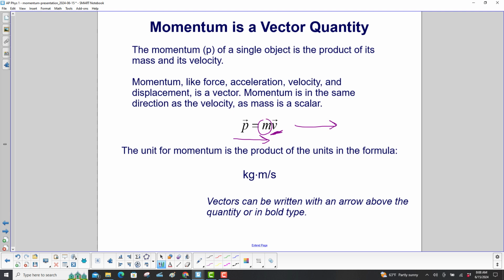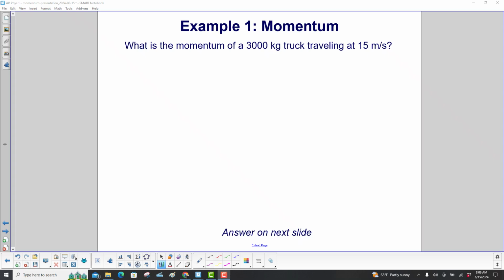The unit for momentum is the product of the units in the formula. So mass is kilograms, velocity meters per second, so we say kilogram meters per second. Vectors can be written with an arrow above the quantity or in bold type. What is the momentum of a 3,000 kilogram truck traveling at 15 meters per second? Answer is on the next slide.